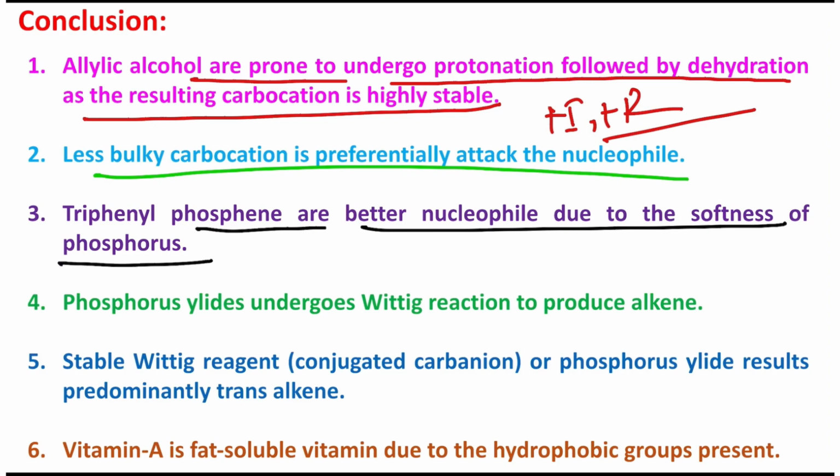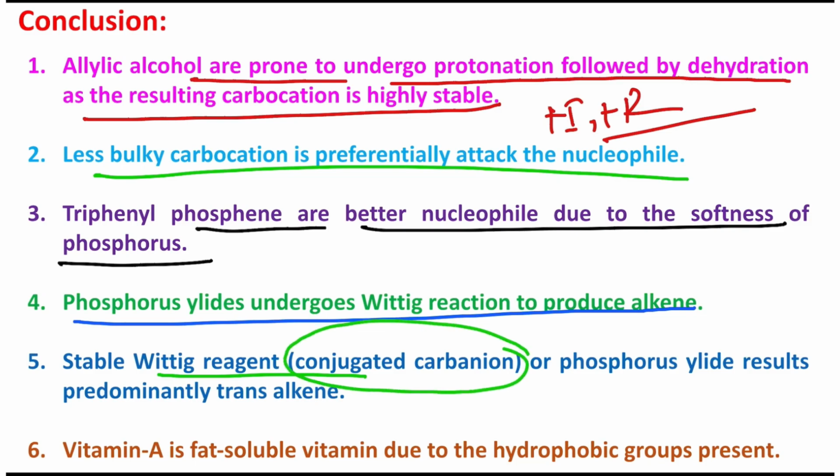And phosphorus ylide undergoes the Wittig reaction to produce alkene, and here phosphorus-oxygen double bond formation, meaning triphenyl phosphine oxide production, is the driving force of this reaction. Remember, a stable Wittig reagent means here obviously the conjugated carbonyl is stabilized because of the conjugation with the double bond. So a stable Wittig reagent or phosphorus ylide results in predominantly trans alkene. And remember student, vitamin A is a fat soluble vitamin due to its hydrophobic groups.